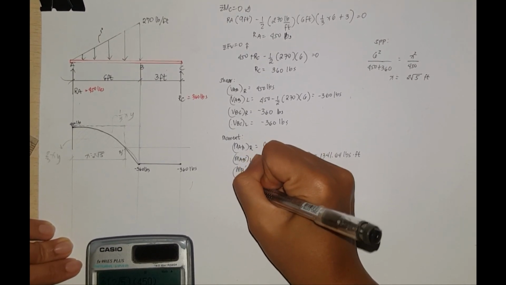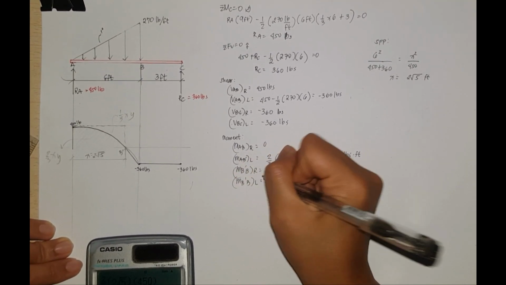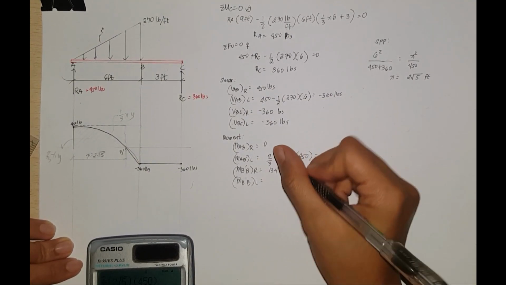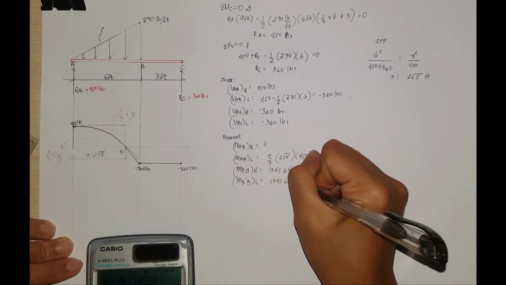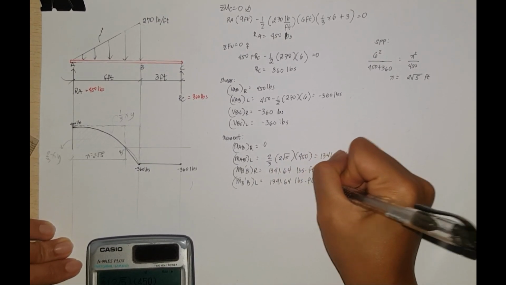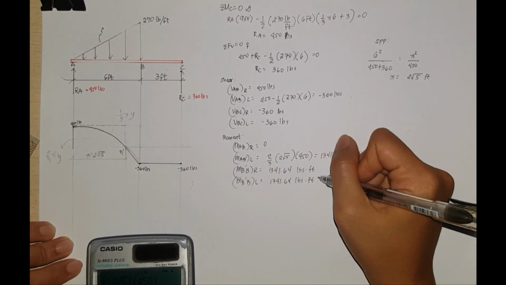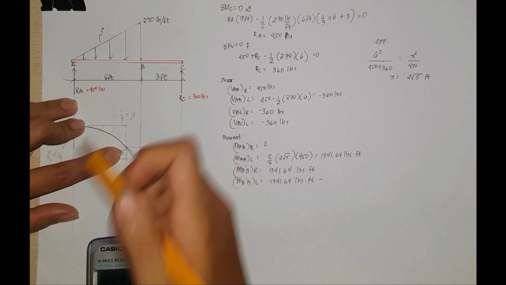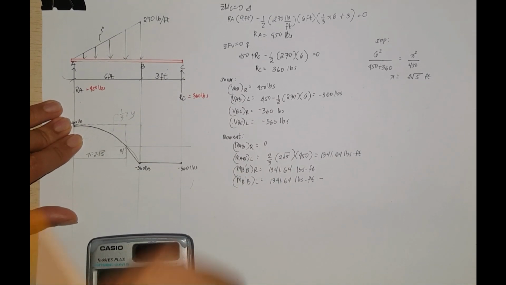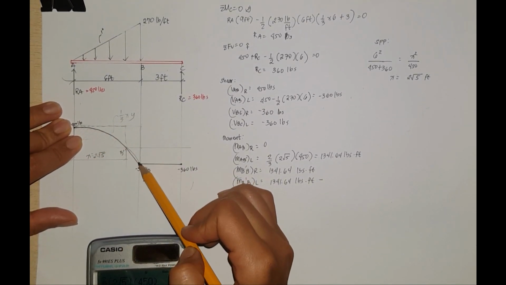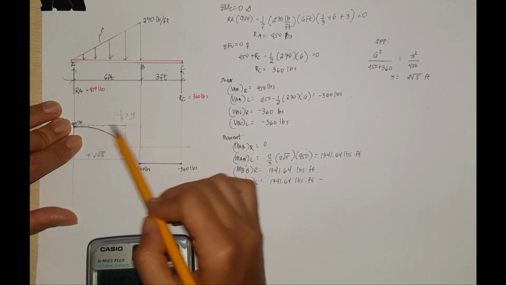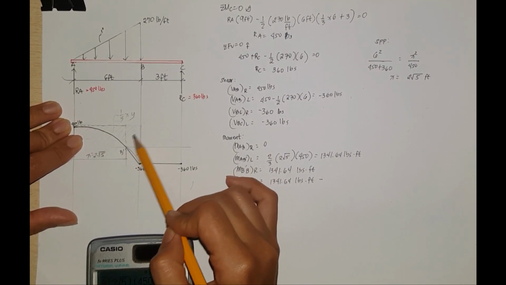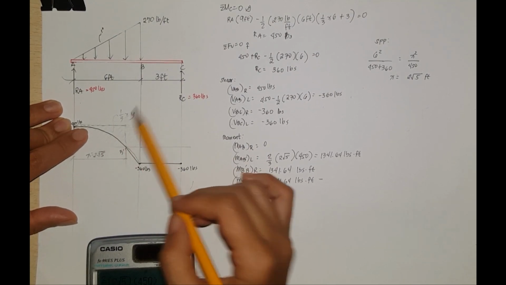And then next, is there any area at this portion? So, we have an area which is equal to 1,341.64 pounds foot minus. So, it is equal to minus. So, ang i-consider nating spandrel is this whole set na to. Ma-minus lang natin yung area ng part na to and then area ng ating rectangular here.